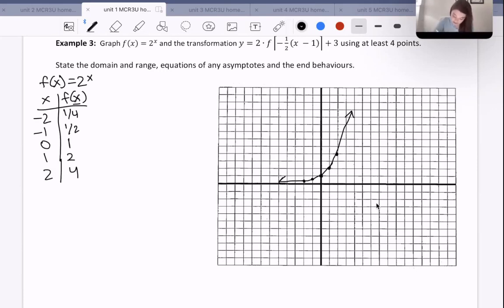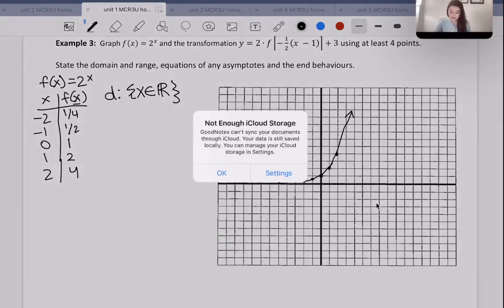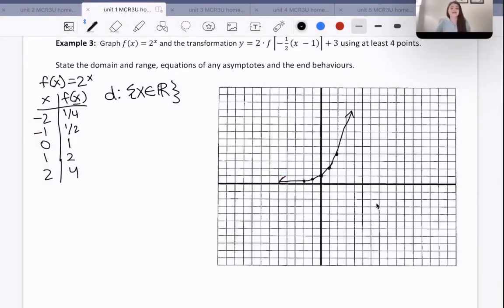So the domain is all real numbers. Now, how do I know it's all real numbers? My question is: is there any value for x that isn't valid? Is there any possible real number value for x that I can't do 2 to the power of? Well, no, we can do 2 to the power of any fraction, any decimal, any negative number, any positive number, and all of them are always valid. And so the answer is no, there are no restrictions.